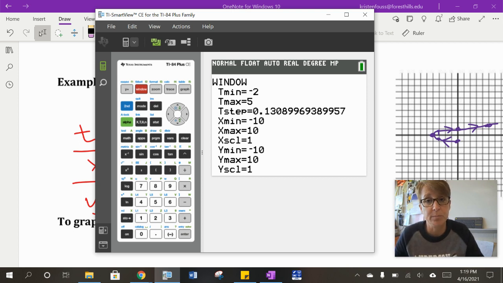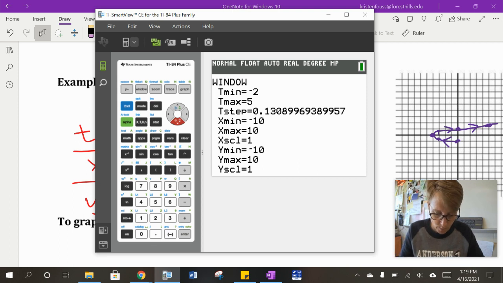How often do we want it to plot a point? The bigger this t step is, the faster it's going to go because it's going to plot fewer points. So if I want to slow this down, and I think this was part of the ants question, or ants activity, if I want to slow this down, I need to make this t-step smaller.